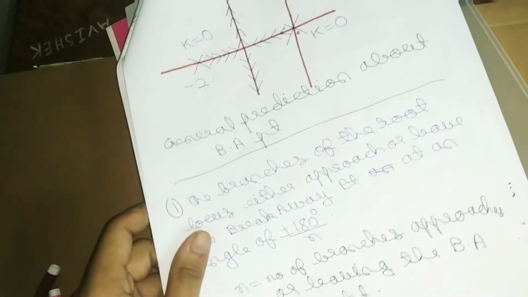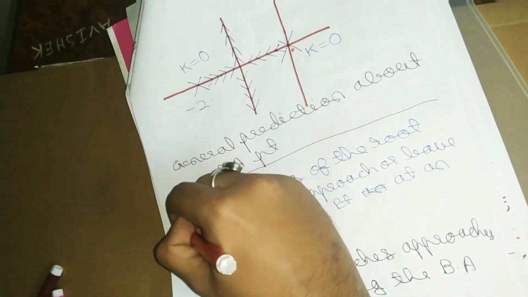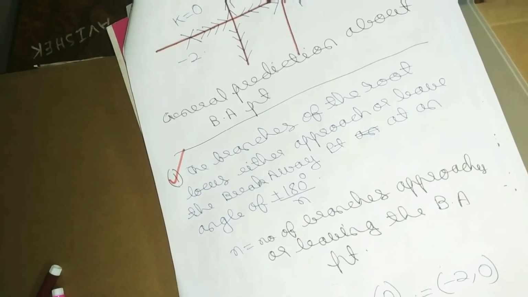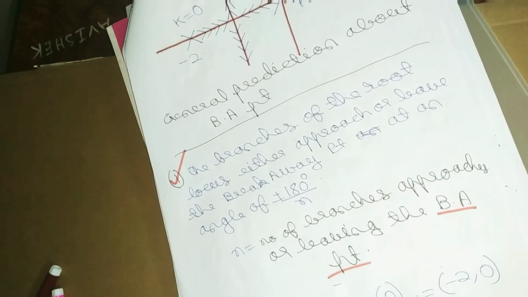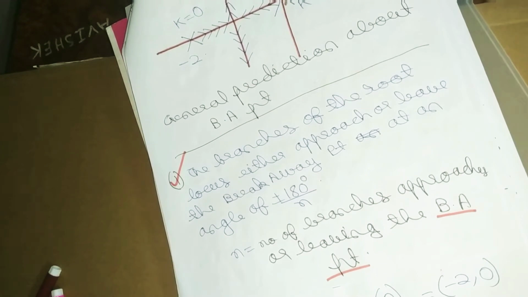Next comes the general predictions about the breakaway point. So what are the general predictions? The first point is, the branches of the root locus either approach or leave the breakaway point at an angle of 180°/n, where n is the number of branches approaching or leaving the breakaway point. You have to remember these points.